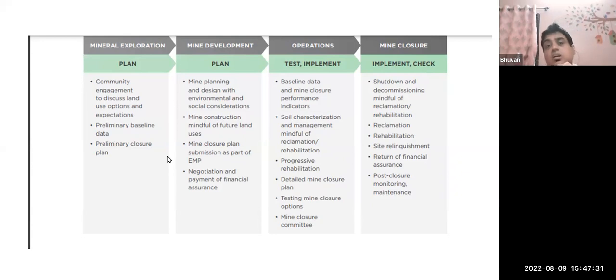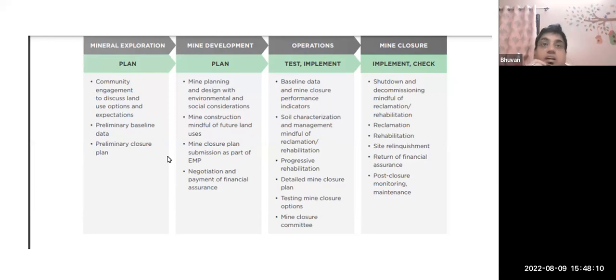If we talk about the mine operation stage, at this stage baseline data and mine closure performance indicators must be checked and evaluated, and soil characterization and management which is mindful of the reclamation and rehabilitation process must be ensured. At the same time, testing mine closure options should also be carried out. And during the mine closure stage, commissioning, reclamation, and rehabilitation processes must be carried out.